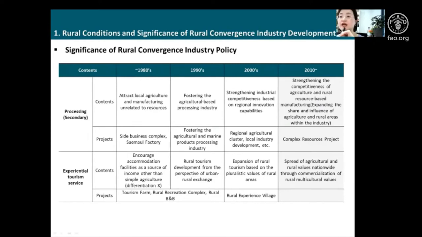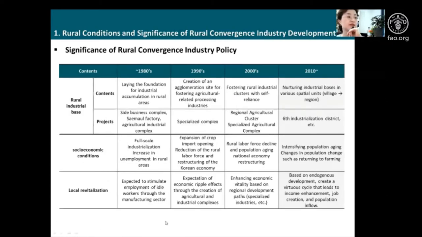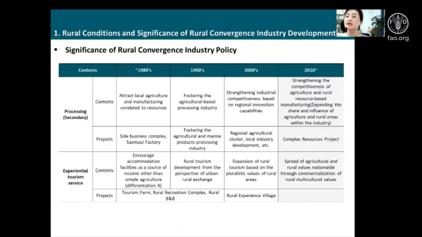The slide you see now shows how Korea's rural convergence industry policy has changed since the 1980s, 1990s, 2000s, and 2010s. Contents and major projects are divided based on five categories: secondary processing and experiential tourism services, rural industrial base and social economic conditions, and local revitalization.